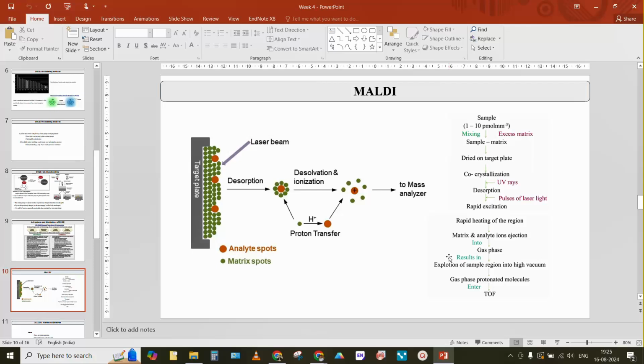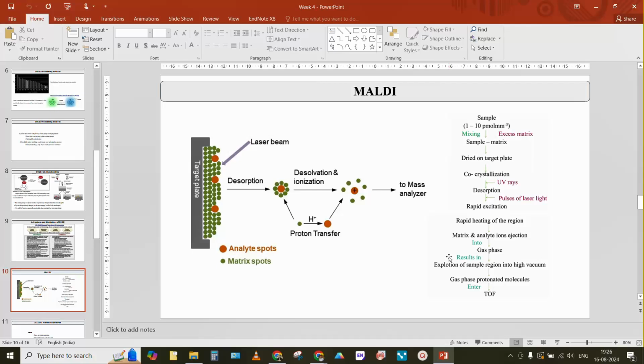So let us go through some of the points and basic concepts involved in MALDI time of flight. We can explain that in two parts. One is MALDI, which is the ionization source. The other is time of flight, which is the mass analyzer. Let us first talk about MALDI, which stands for matrix assisted laser desorption ionization.